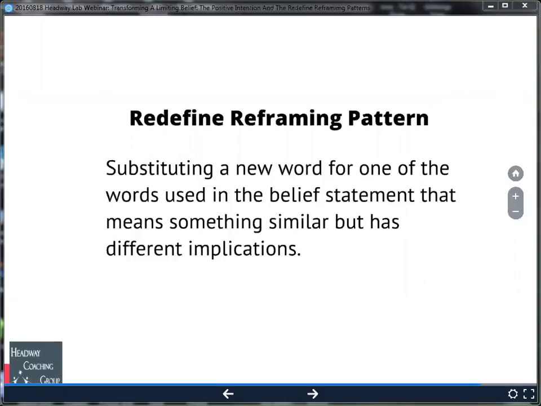Redefine pattern is to say the same, but to use different words. Does it make sense, guys, how it's different? I don't want you to see no difference between positive intention and redefined pattern. There is a big difference. In redefined pattern, we are saying practically the same. We are not changing the meaning. We are using different words. That's it. Yeah.